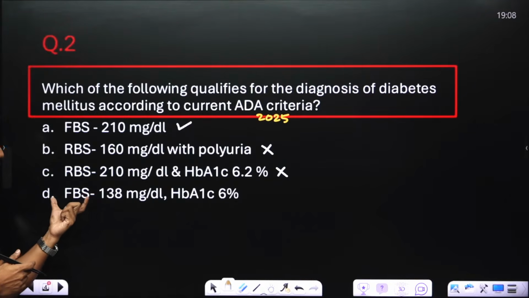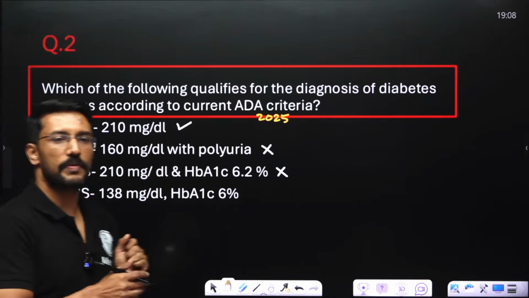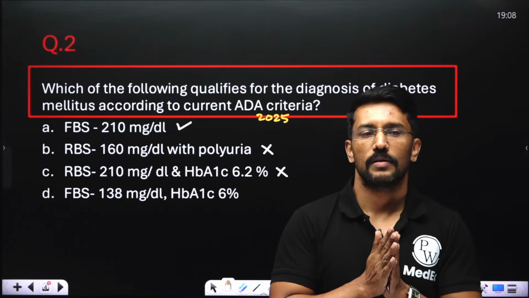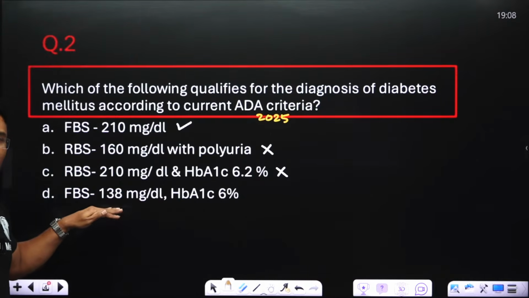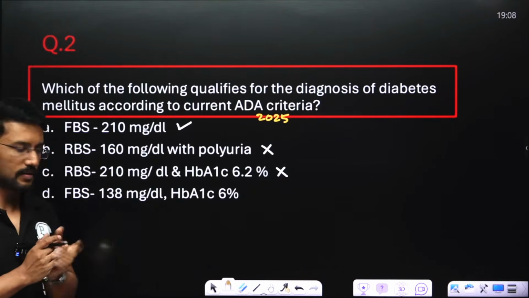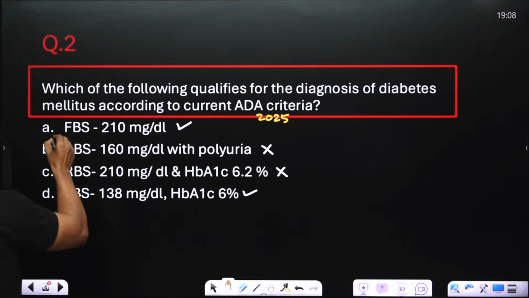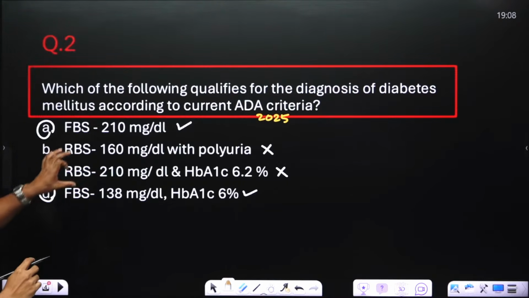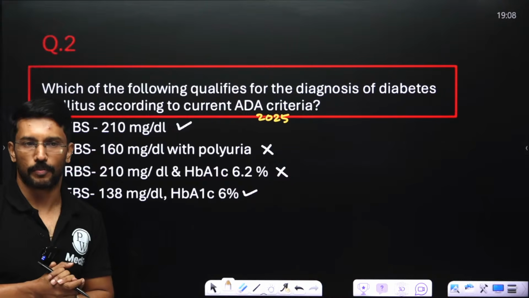Last one, FBS 138 milligrams per deciliter and HbA1c of 6%. Does it satisfy the criteria for diagnosis of diabetes? HbA1c does not, but what about FBS? FBS has to be more than or equal to 126 milligrams per deciliter. So it definitely satisfies. So these two are option A and option D. These are diabetics. These two cannot be called as diabetics with the available information, right?